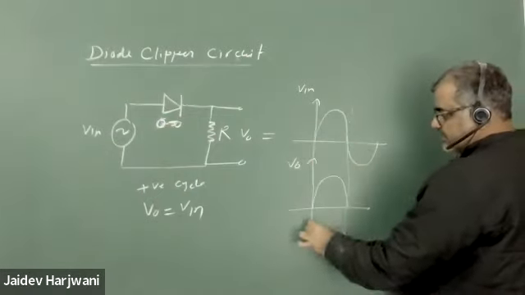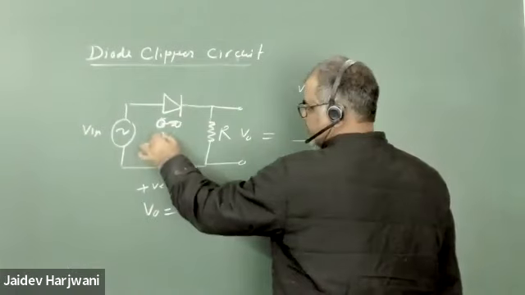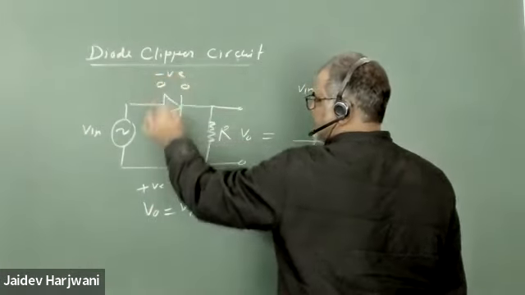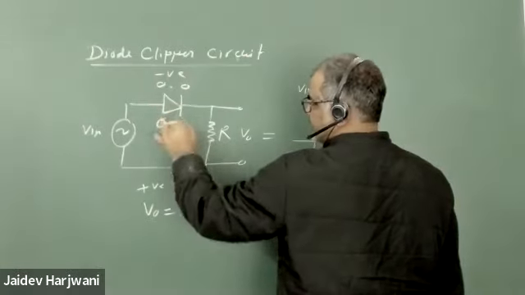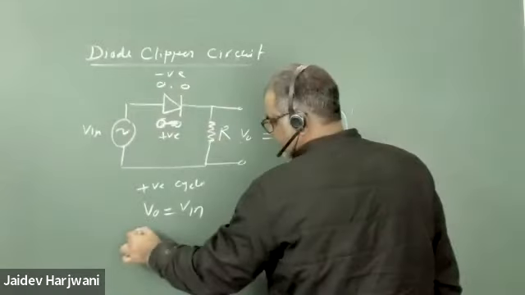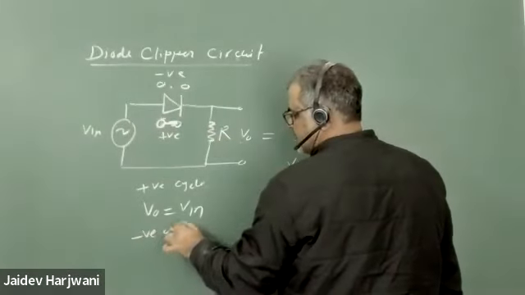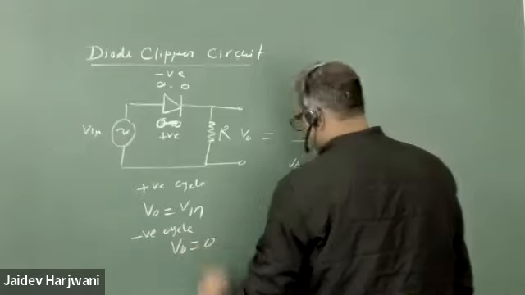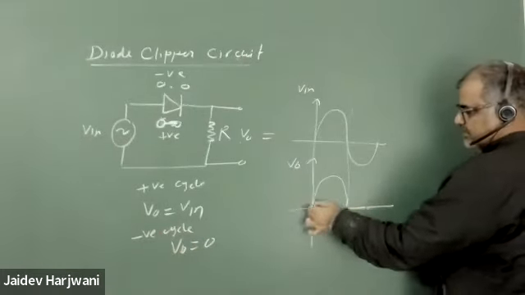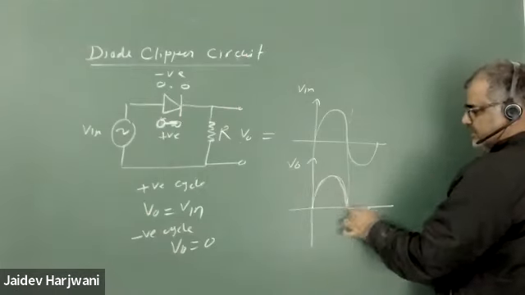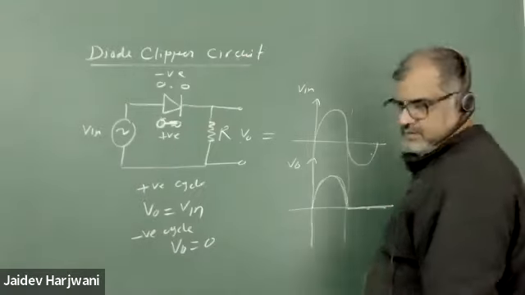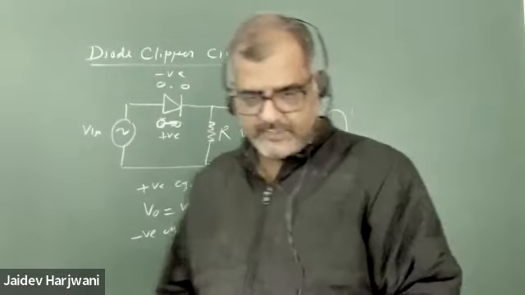In the negative cycle, this diode will become open. Once it is open, there will be no current in the circuit, so your V naught for the negative cycle becomes 0. So in the output you get a half rectifier waveform, which means some portion of the signal is clipped. So this is your clipping application.